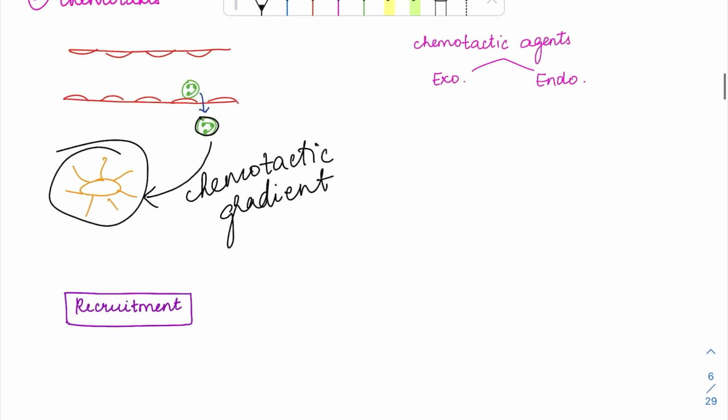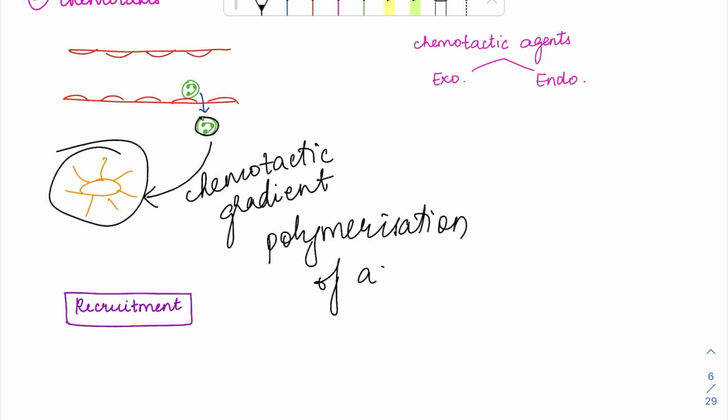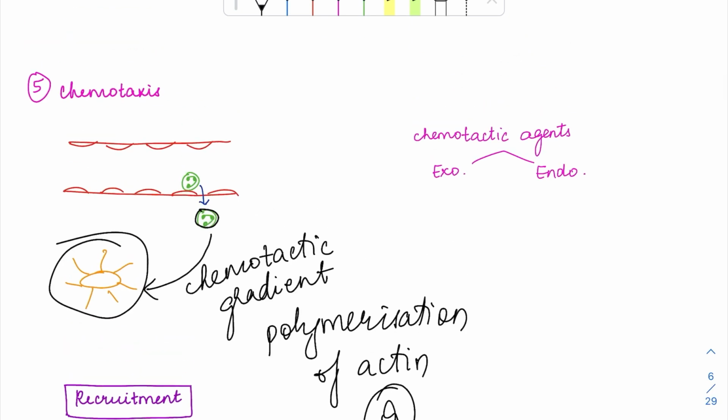Okay, and how do these WBCs move towards the site of the offending agent? It is due to the polymerization of actin. Polymerization of actin will happen in the WBCs, which will cause the chemotaxis. So what are the chemotactic agents which can cause this? These chemotactic agents are the inflammatory mediators which cause chemotaxis, right?